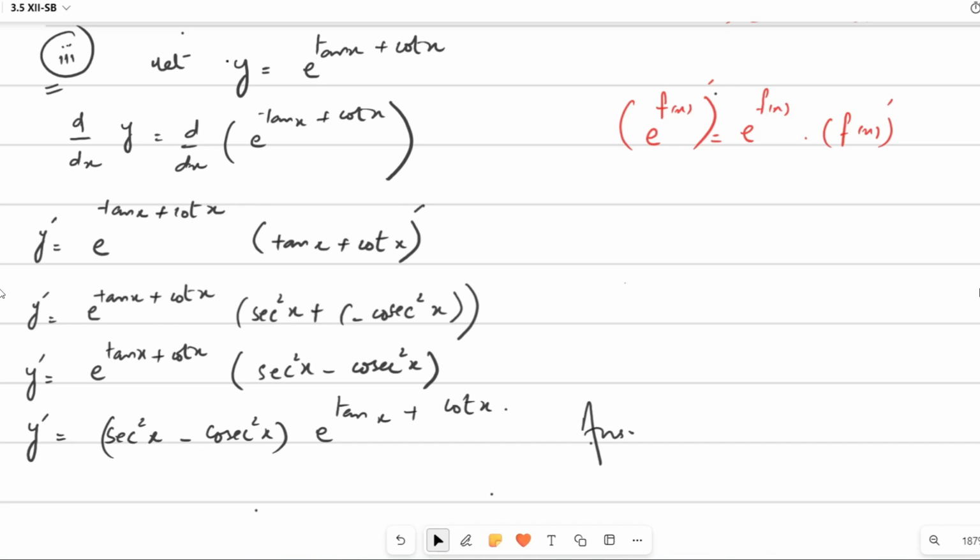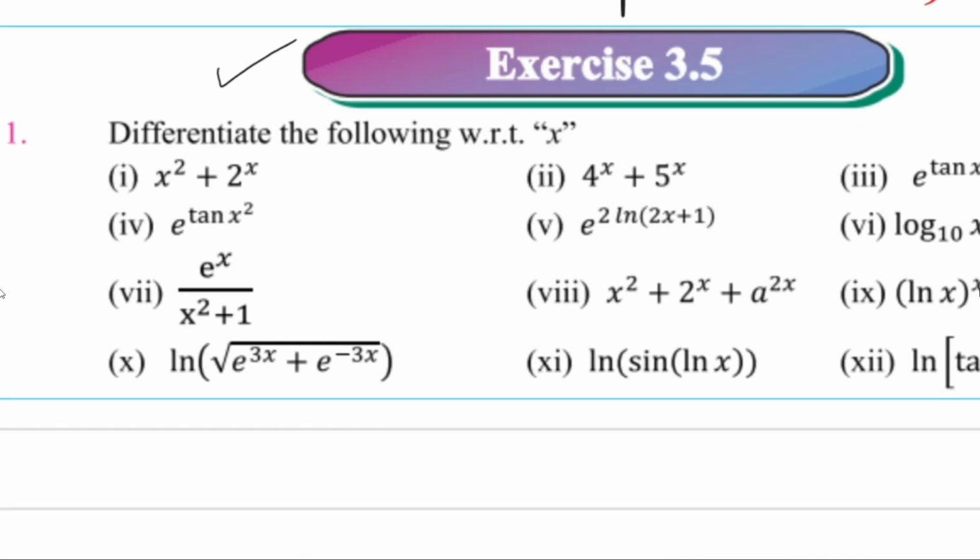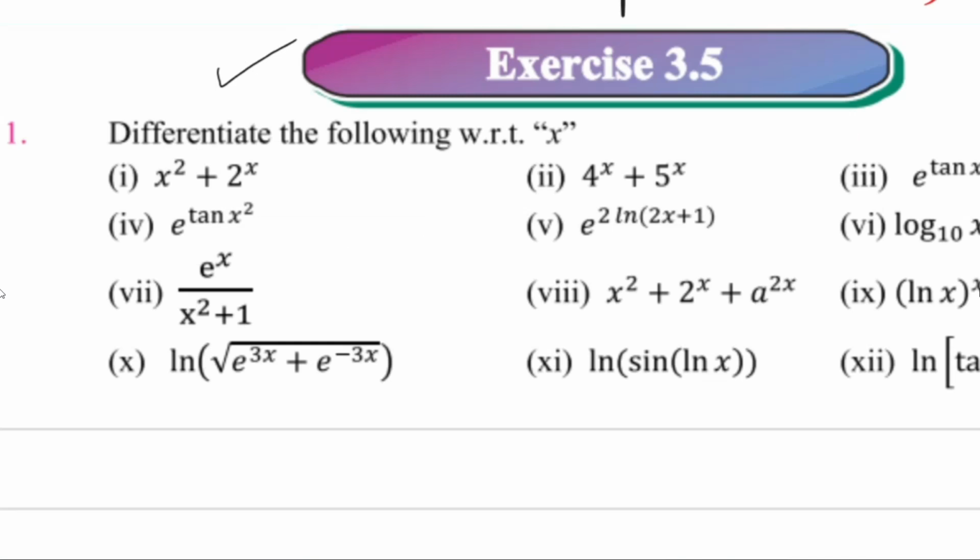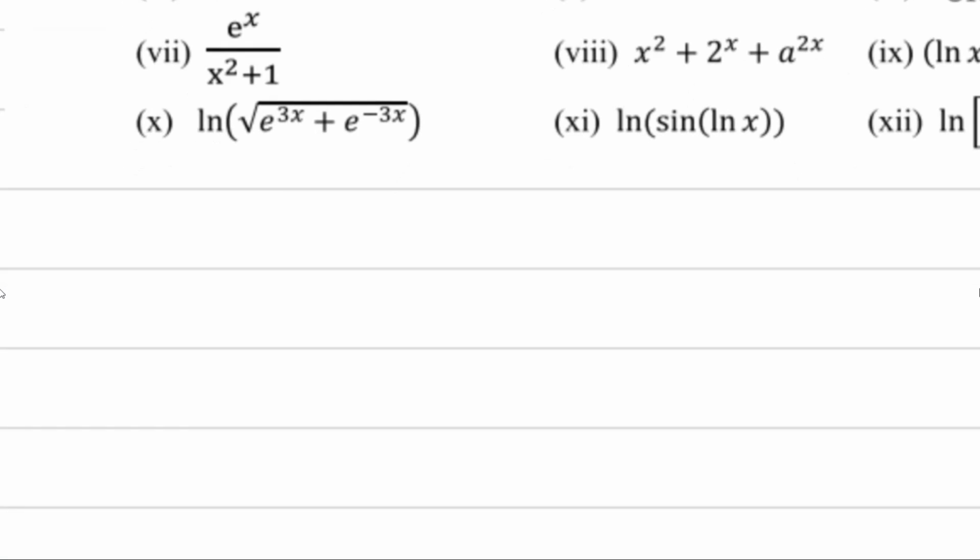I hope you have understood this part as well. You can take a screenshot of the third part. And the fourth part is e raised to the power tangent x square. So now let's solve the fourth part.